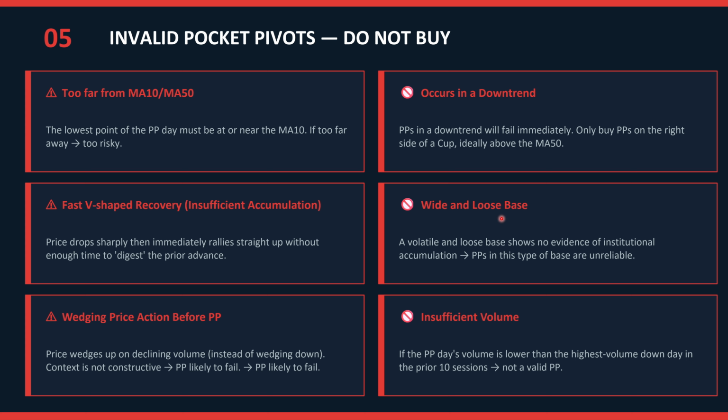5. Wide and loose base. No systematic accumulation, no tight weekly closes. Pocket pivots in this type of base are unreliable. 6. Insufficient volume. If the pocket pivot day's volume is lower than the highest volume down day in the prior 10 sessions, it is simply not a pocket pivot.